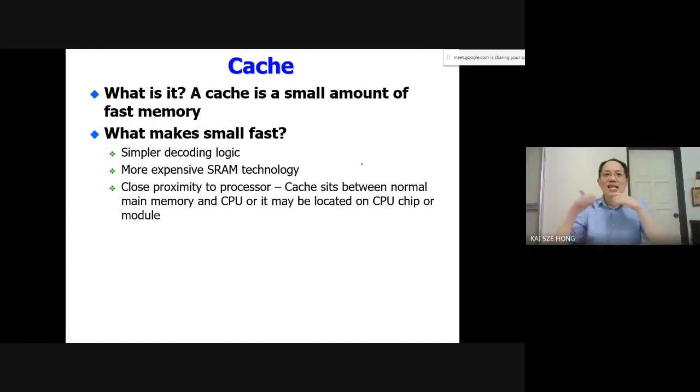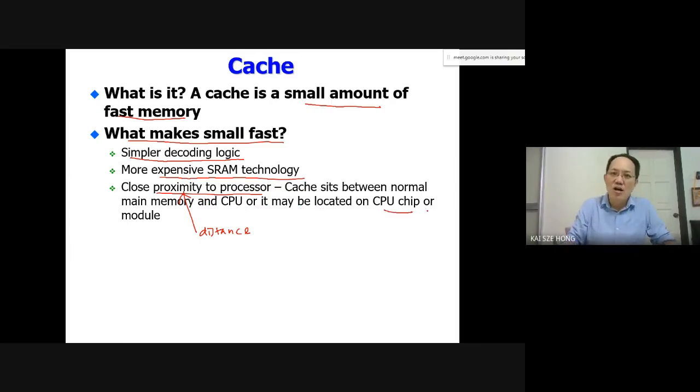So what is a cache? A cache is a small amount of fast memory. But why is it small and fast? Because it has a simpler decoding logic. The RAM is bigger, so that means you need a big decoder. And then it has a more expensive SRAM technology. I hope you all know what SRAM technology is. And then close proximity, proximate means close distance to the processor. The cache sits between normal main memory and the CPU, or it may be located on the CPU chip or a module. Currently, the L1 cache is inside the CPU.